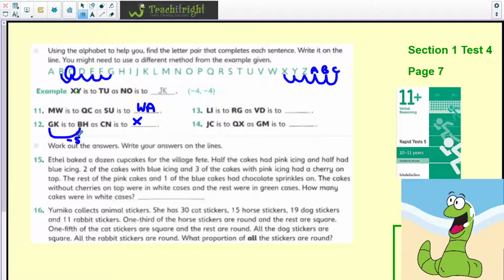And then we're going to look at the second letter. And we're going to go from K to H. And what's K to H? It's 1, 2, 3. So that's minus 3 this time. So it's not the same. So that's why it's so important you check both letters. N minus 3. 1, 2, 3. We get K. So the answer is XK.